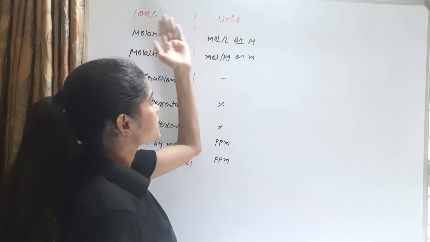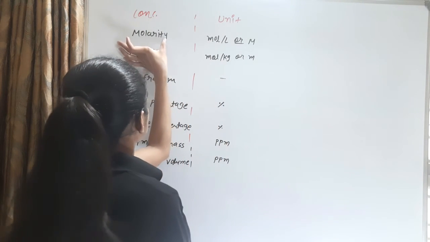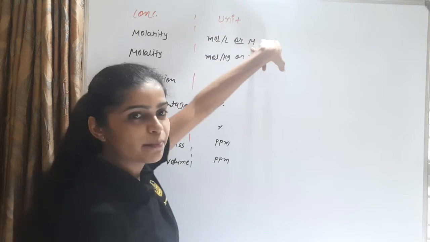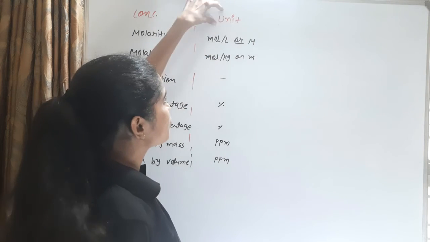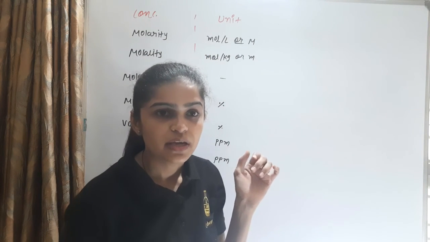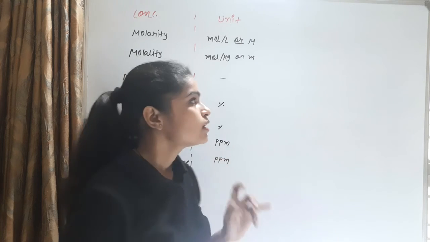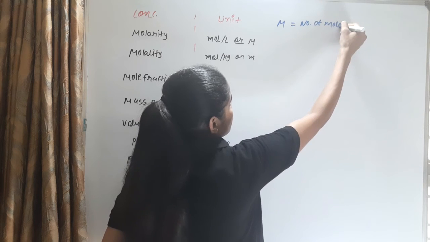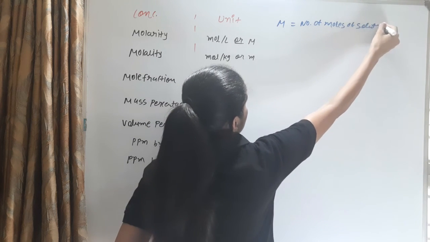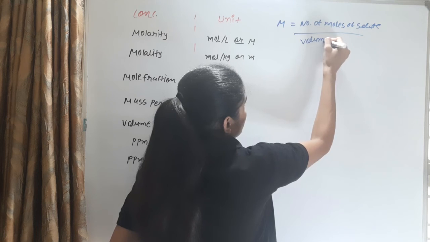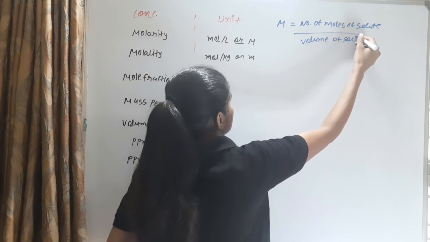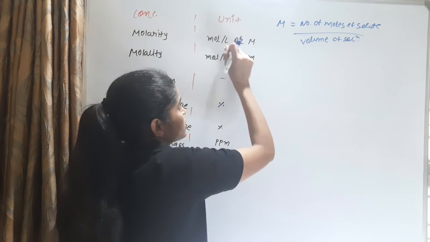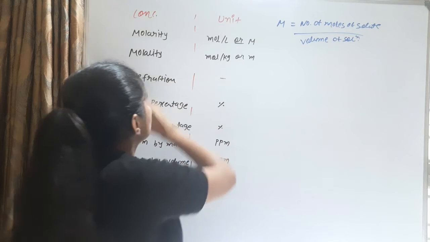Here given is the concentration and its units. First is molarity, and its unit is mole per liter, or M. M means molar. It is very easy to find the units of concentration. We know the definition: molarity is equal to the number of moles of solute divided by the volume of solution in liter. So the unit of moles is mole, and the volume of solution is liter. So mole per liter is the unit of molarity.